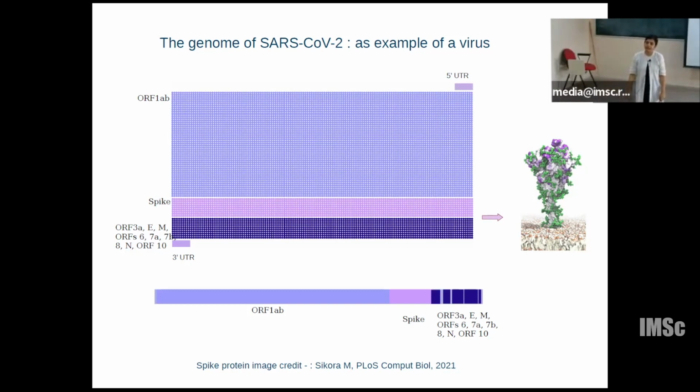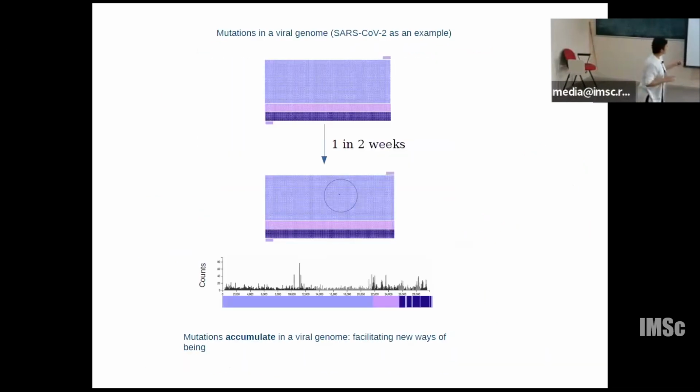How faithful is the copying? Is the mutation rate very small, or is it? So I think it's 1 in 10,000, in a single round of copying, which is why I think I came up with this number, 1 in 1 to 2 weeks.